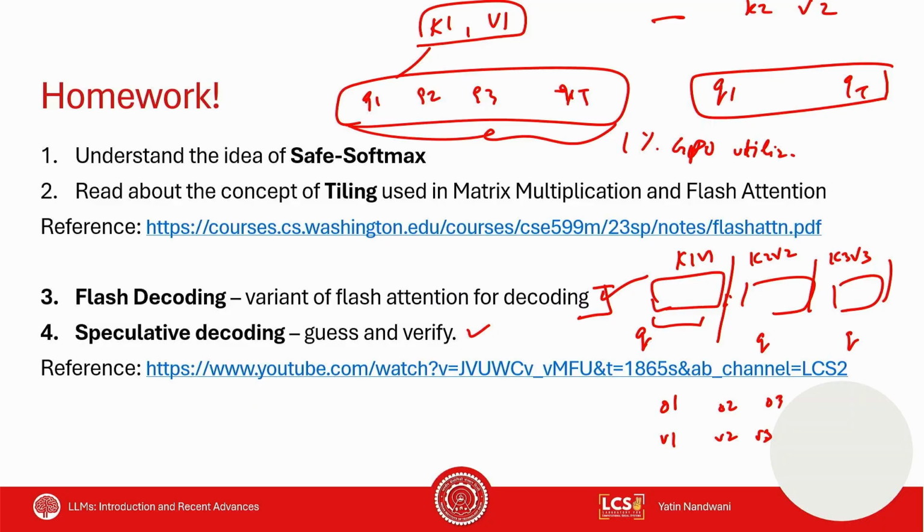Speculative decoding essentially means that you can make a guess somehow. Let's say I say "the cat sat." You make a guess: "on the mat." Somehow you are able to make a guess, right?